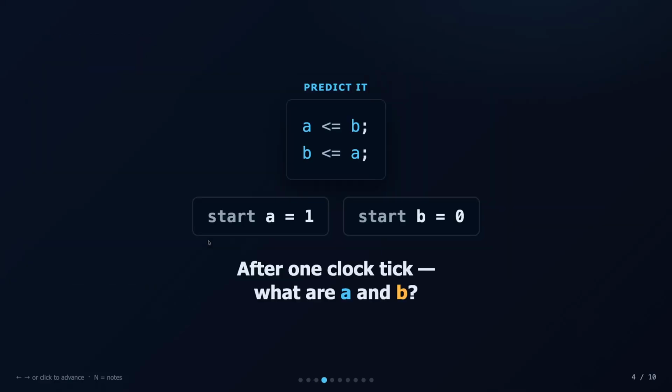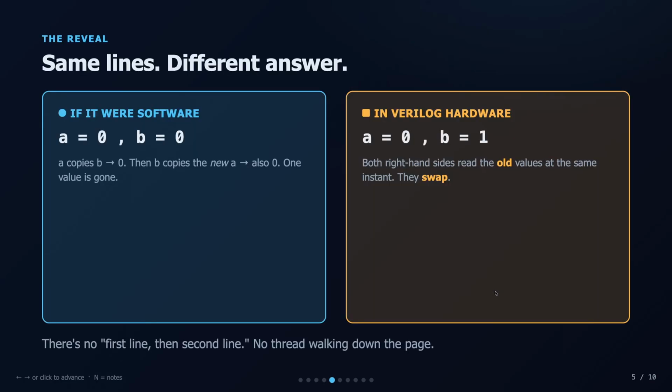So predict it. If you said B gets assigned A and then A gets assigned B, what would happen after one clock tick? What are the values of A and B? Well, with regular traditional software, you would think, okay, B is equal to 0, so A is going to get assigned to 0. And then, now that A is equal to 0, B is going to get assigned to 0 as well. That's what you would think would happen when you use traditional software writing techniques.